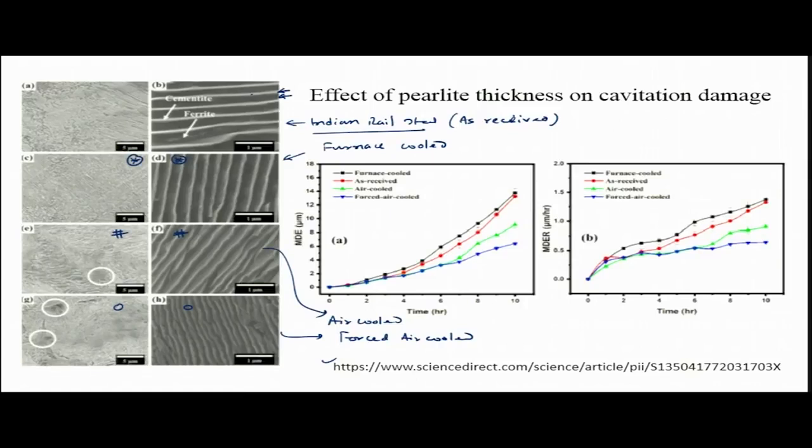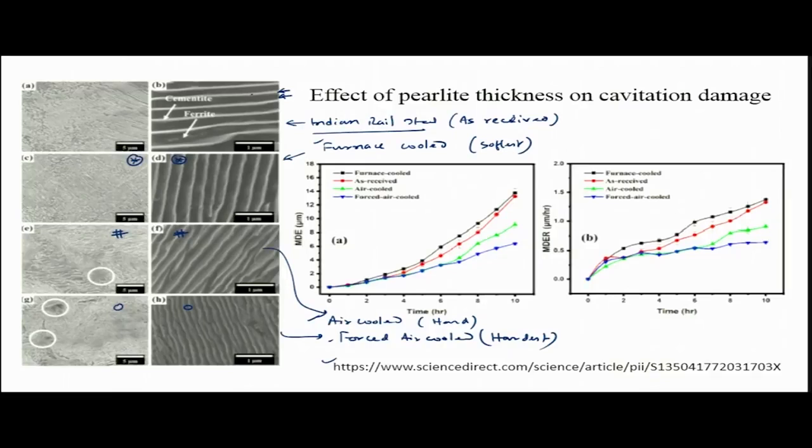And in fact, if we compare the hardness between this, this and this, this is softest, this is hard, and this is the hardest, most hard material. Now, we try to see the erosion factor.